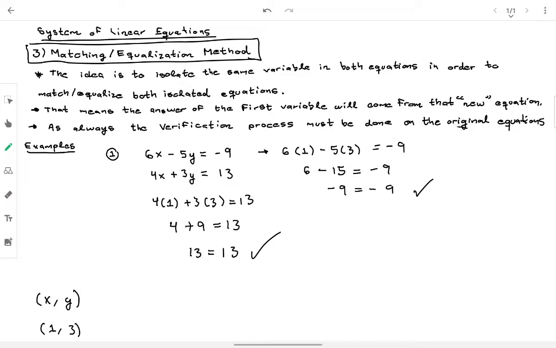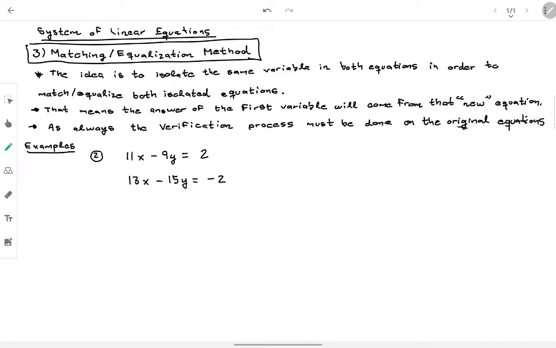So the verification process, it doesn't matter the method, it's always the same: substituting the answers in the original equations. Let's see another example of the matching or equalization method. Remember we need to isolate the same variable in both equations. I will isolate the x on both equations, and it's going to be 11x equals 2 plus 9y. That will mean x equals 2 plus 9y, over 11.